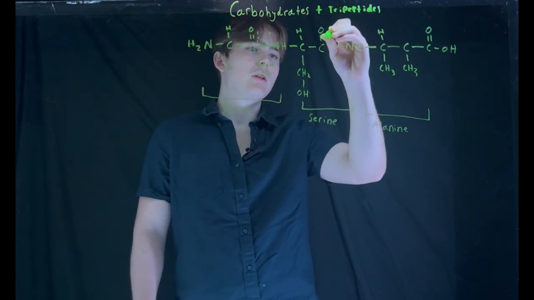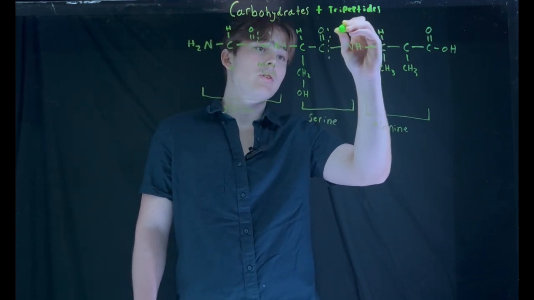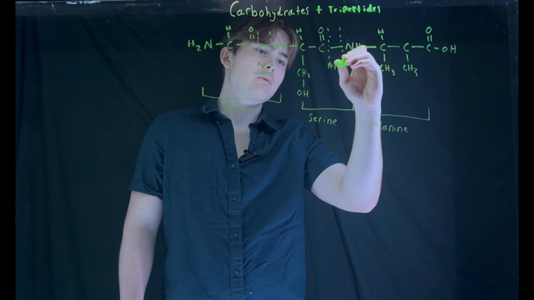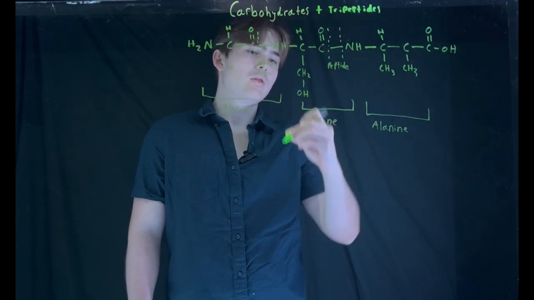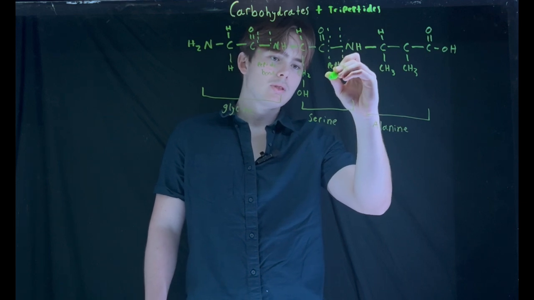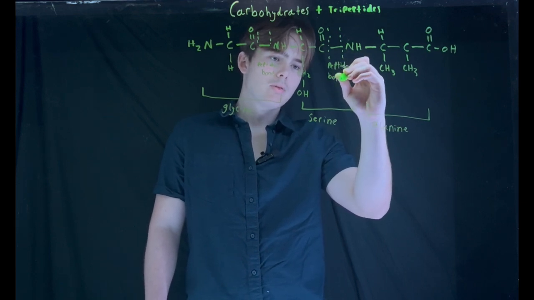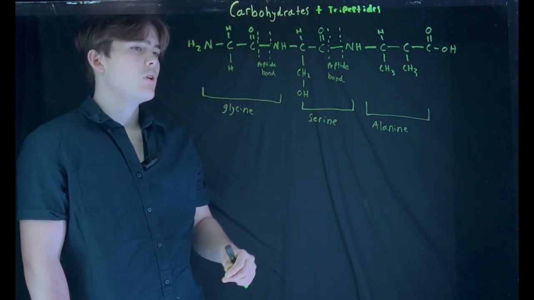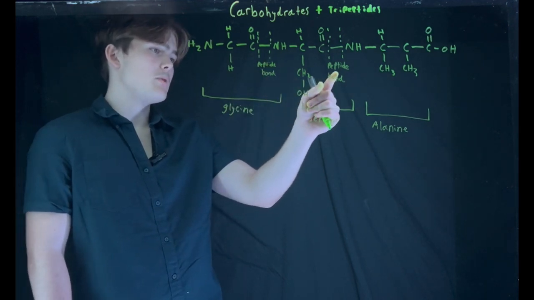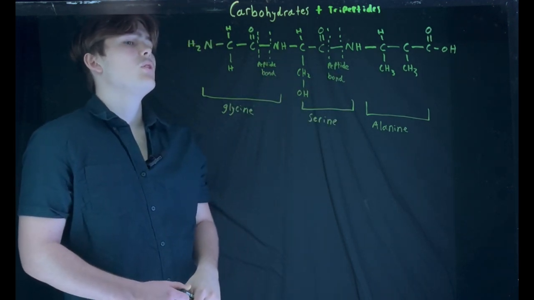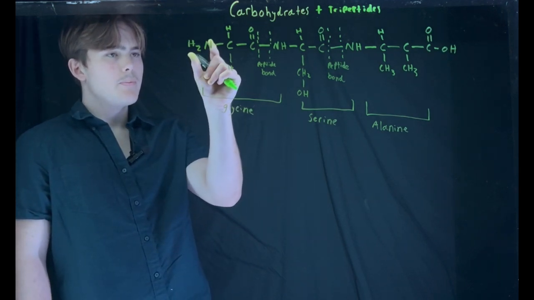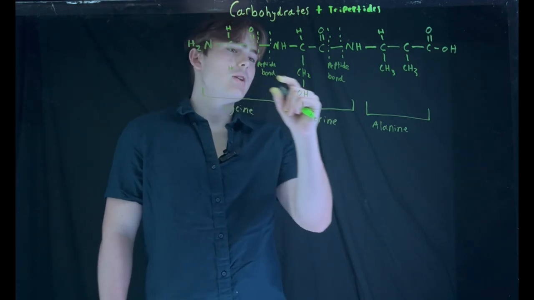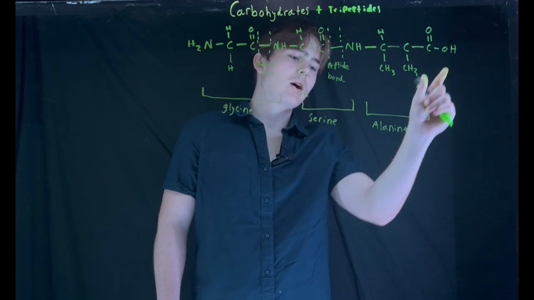Okay, and we have another one here. So peptide bond, think of it as the bridge between the amino acids. Just like we had a bridge between the two glucose monomers in the previous example, this is a bond between two amino acids. So peptide bond 1, peptide bond 2, and then we have our amine side of glycine on the left, and on the right here we have our acid side of alanine.